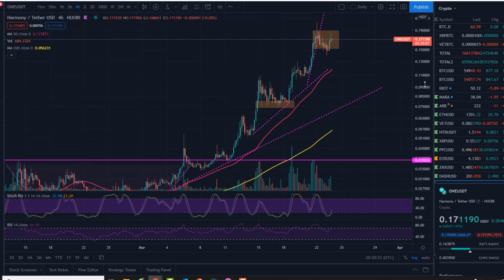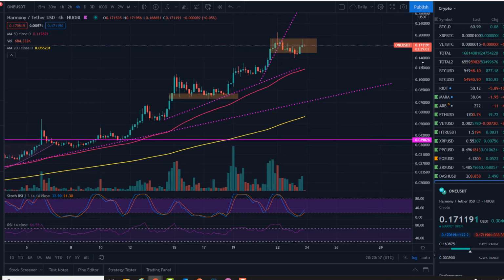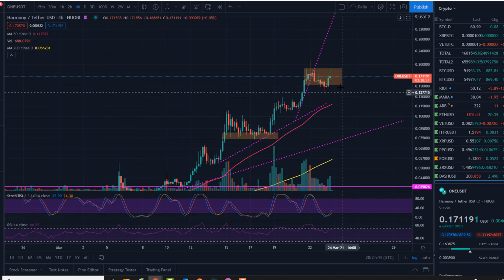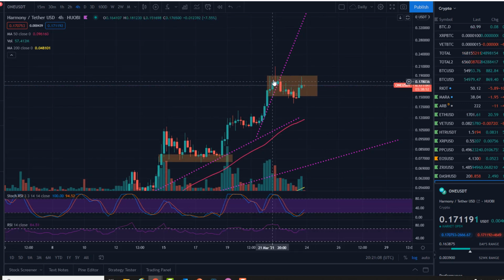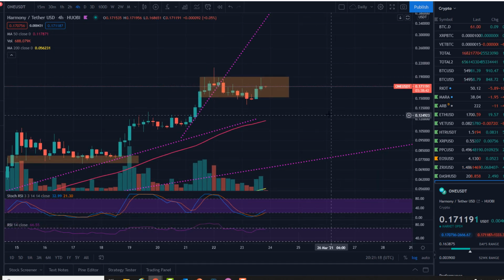Anyway, Harmony One, what are you doing, you little beautiful thing? We are in the range. All I've done to this box is dragged it out a bit just because it was getting to the edge and I can't see it being resolved yet. 1, 2, 3 tests of the up, come around again, a test again. This particular candle is not showing me anything.